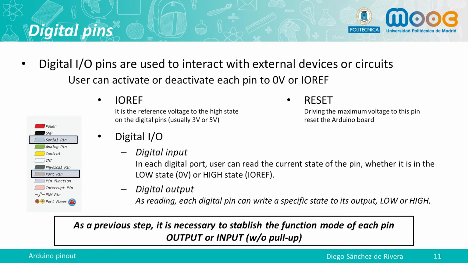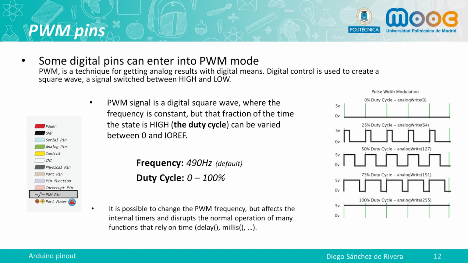On the other hand, digital signals are much simpler to work with. Digital input and output can be performed with specific methods, but not without first establishing the function mode of each used pin. As stated before, some digital pins can also work in PWM mode, allowing generating a square wave signal by switching between high and low. The frequency of this signal is constant and the duty cycle can be varied to satisfy the user's needs. Keep in mind that although it is possible to change the PWM frequency, it affects the internal timers and disrupts the normal operation of many time functions.